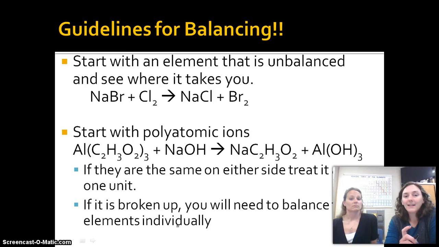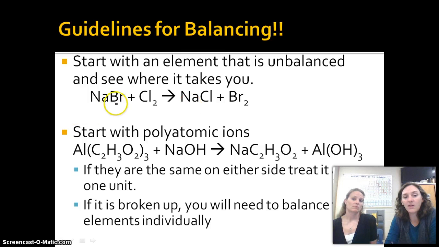Guidelines for balancing. In case you've forgotten how to balance, we're going to go over these. Start with an element that is unbalanced and see where it takes you. This is the most general rule you could have, because you just start with anything and see where it goes. If we started with sodium, we've got 1 sodium here and only 1 here. That's good, so those are actually balanced.